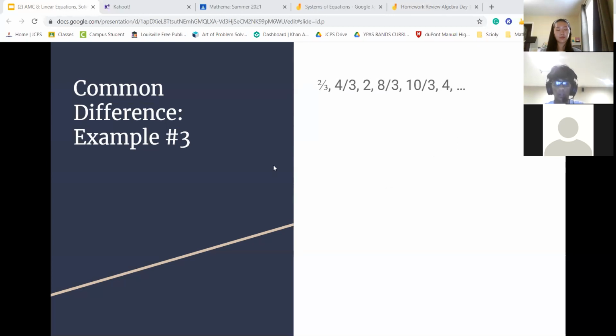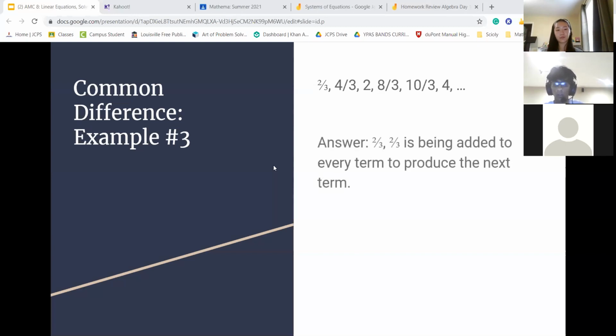All right. So the next common difference example, there's not really much to it. Okay, I see 4 answers so far. Okay, yeah, so the answer here is going to be 2/3, and you see that you're adding 2/3 to get to the next term in the arithmetic sequence, right?